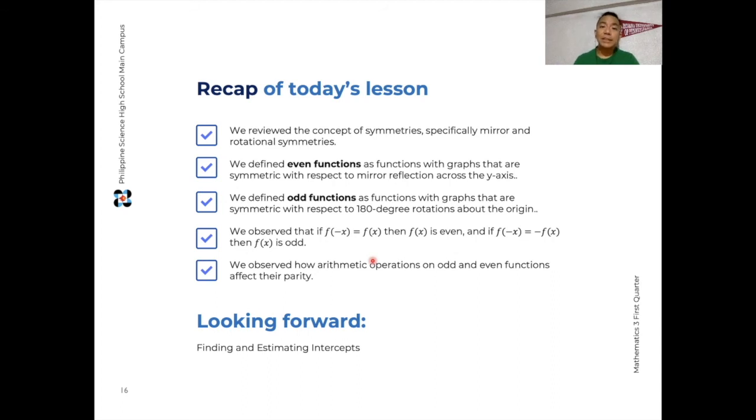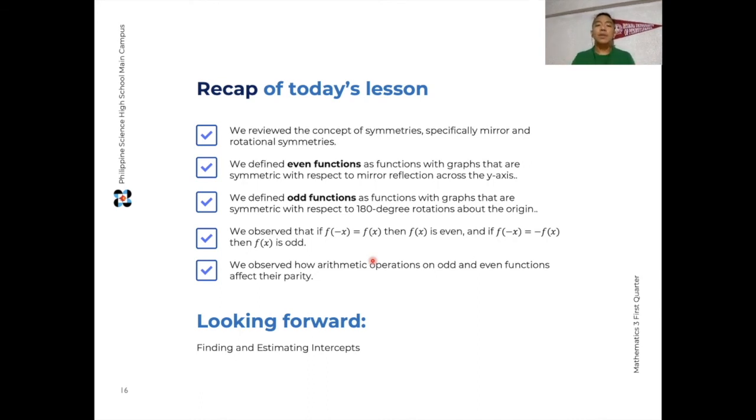and rotational symmetries. Define natin kung ano yung even function using yung idea ng symmetry. So these are graphs that are symmetric with respect to mirror reflection across the y-axis. Yung odd functions naman, gumamit din tayo ng symmetry para i-define siya. These are graphs that are symmetric with respect to a 180-degree rotation about the origin. Tapos tinignan natin na kung hindi natin alam yung graphs, pero alam natin yung function, we could evaluate the function at negative x and look at the result para magkaroon tayo ng way of determining if a function is odd or even.